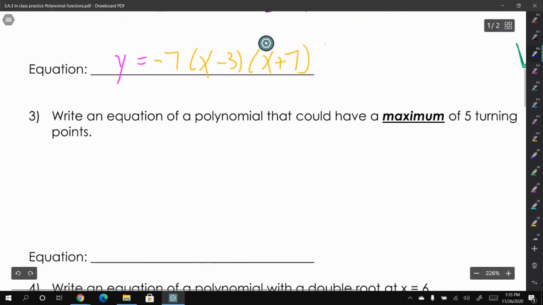All right, let's look at number 3. Write an equation of a polynomial that could have a maximum of 5 turning points. So remember, if there's a maximum of 5 turning points, that means it has to be a degree 6.